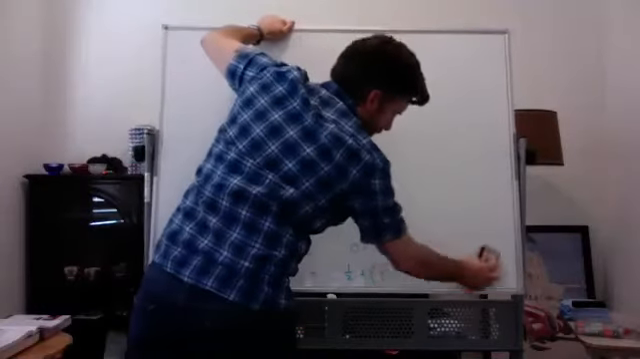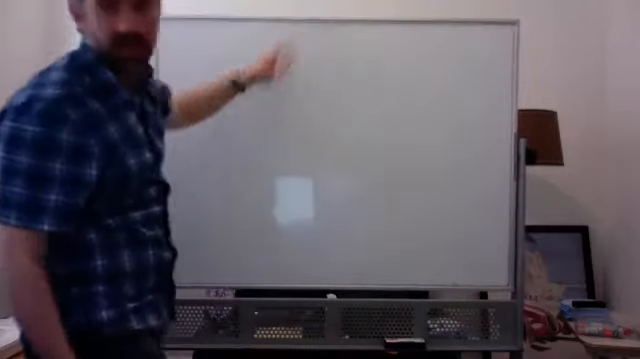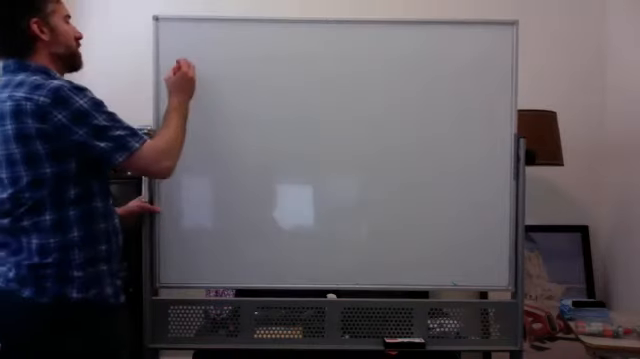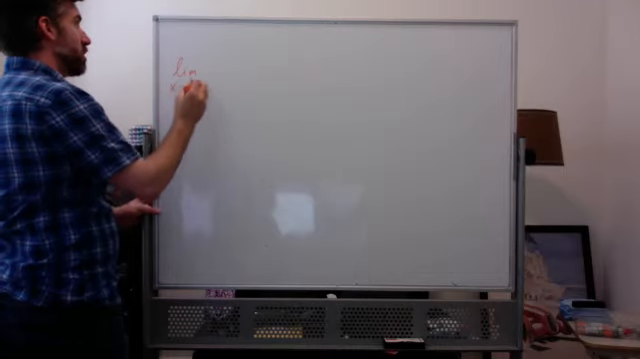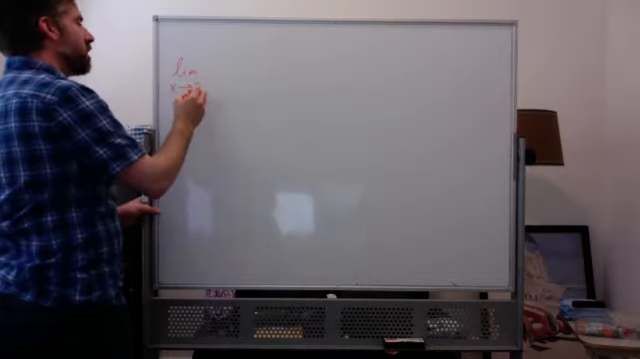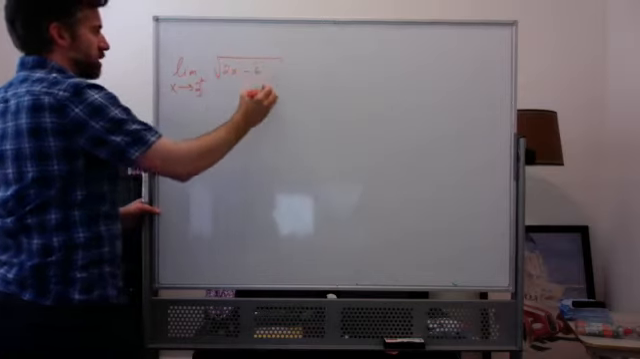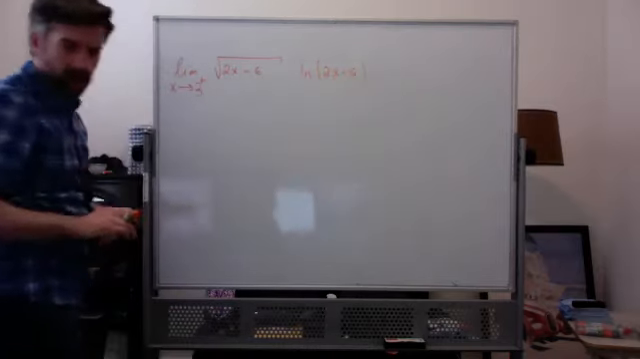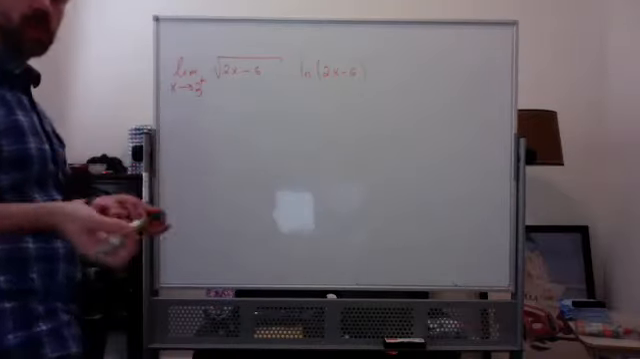I want to make another example that's not going to be super tricky. Let's have the limit as x approaches 3 from the right of the square root of 2x minus 6 times the natural log of 2x minus 6. And first and foremost, it's important to recognize that this is an indeterminate form.